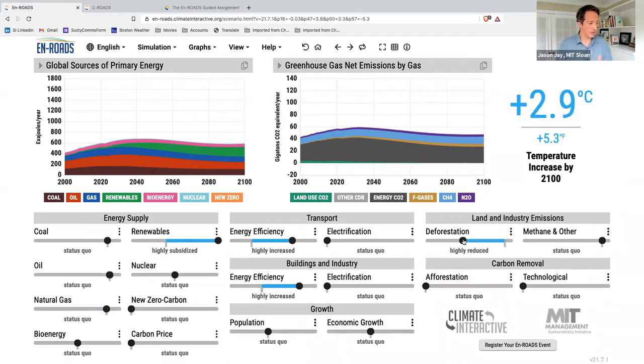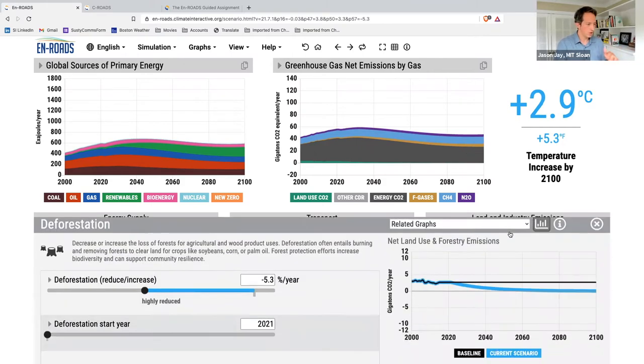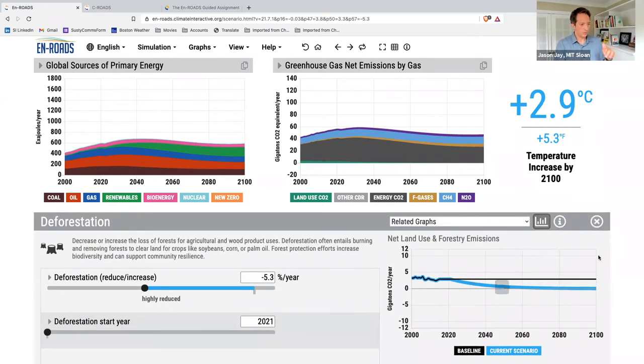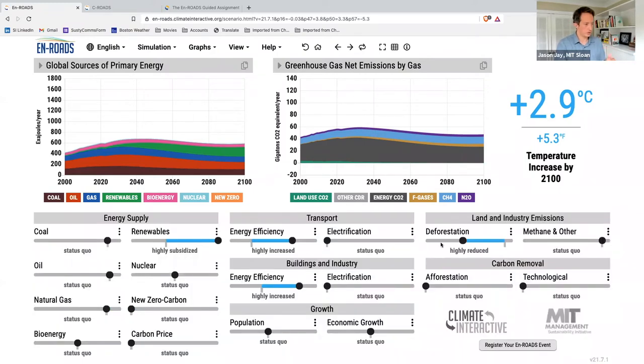Okay, so that got us another 10th of a degree. The way you can see that is in this graph: this green band of land use CO2 has gone from being a net source of emissions to being pretty close to zero by the end of the century. So we've pretty much slowed down and stopped the process of deforestation by the end of the century. And that got us a 10th of a degree of difference. Now raise your hand if that was a smaller change than you thought it was going to be. Okay, so many of you say that.